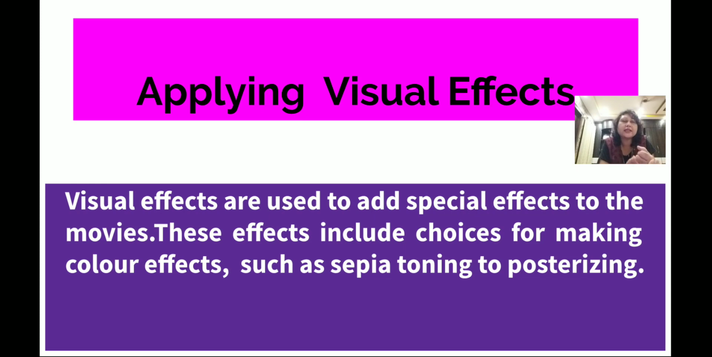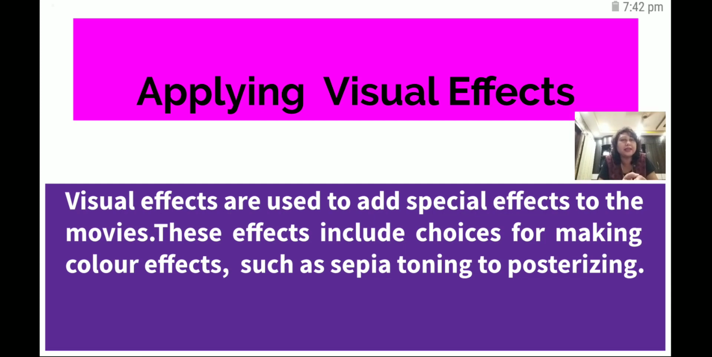Visual effects are usually used to add special effects to the movies. Just like you see in movies, how special effects are added. You can see the hero jumping from one building to another, or flying high up in the sky, and kicking and boxing other people, which is not actually possible. So these visual effects are shown with the help of animations.